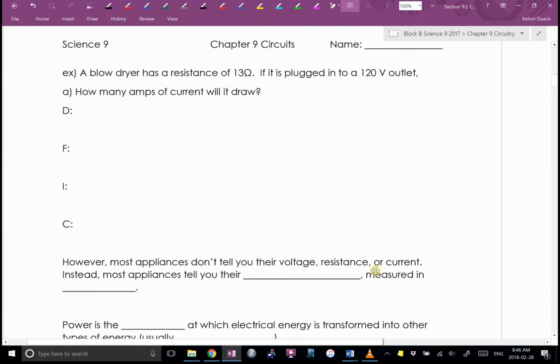A blow dryer, this is one question we want to know. We're more interested in how many amps an appliance needs because that's what's going to blow your breakers. A blow dryer has a resistance of 13 ohms. If it's plugged into a 120 volt outlet, okay.